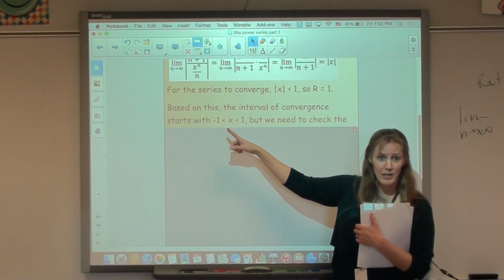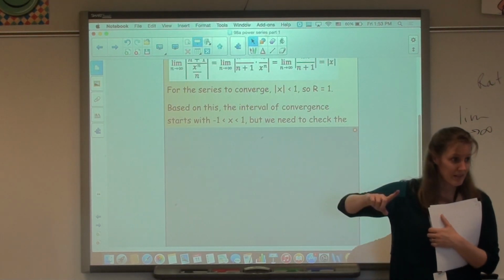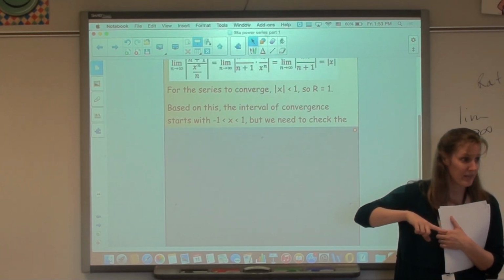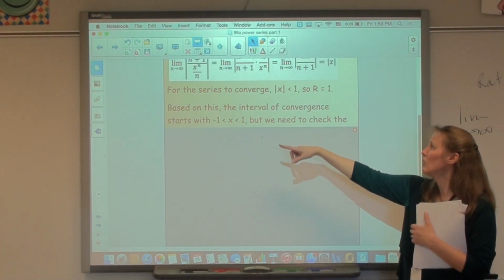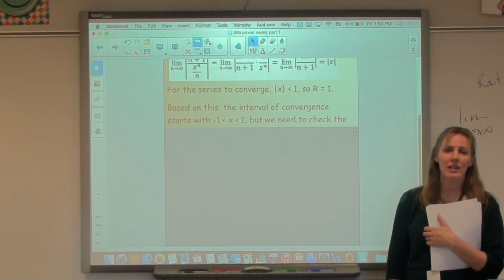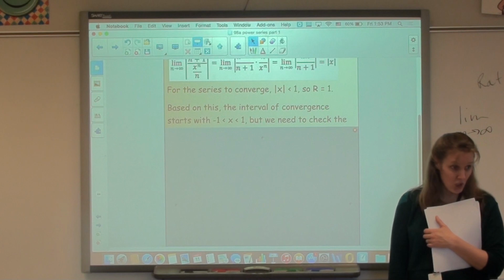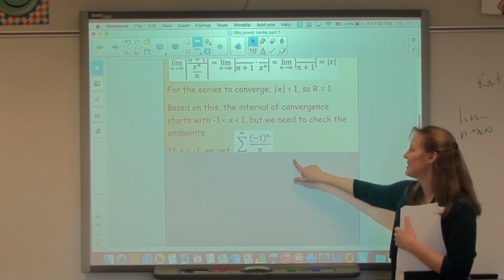Have you tested the endpoints yet? Yes. Some people I think are lying. Have you all tested the endpoints? Okay. So when you plugged in a negative 1, did you get that it converges or diverges? Converges. Everyone, based on what test? Alternating series. Yes.